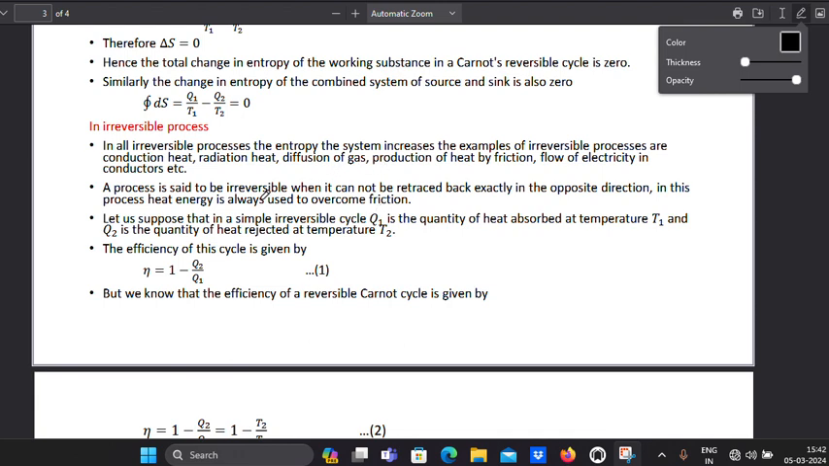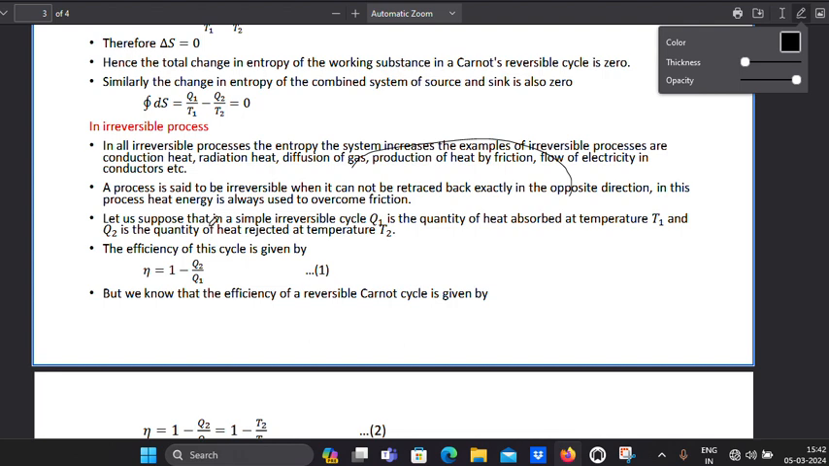So just now what I explained is the definition. Here also the definition is given once again: the process is said to be irreversible when it cannot be retraced back exactly in the opposite direction. A process which cannot be reversed is irreversible.